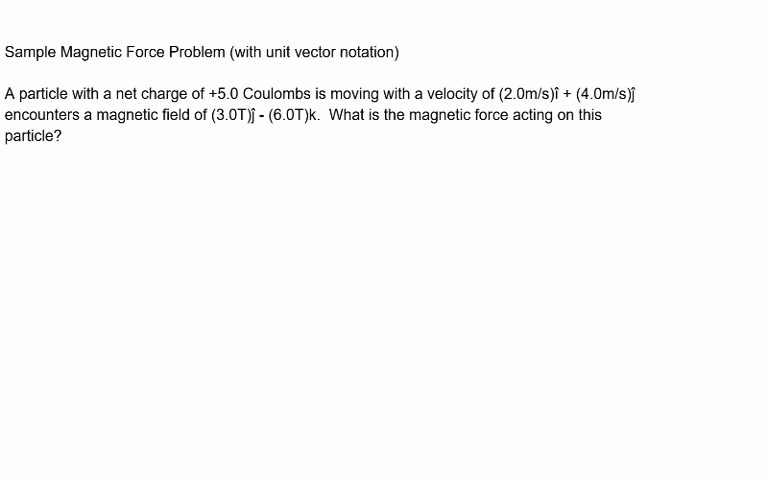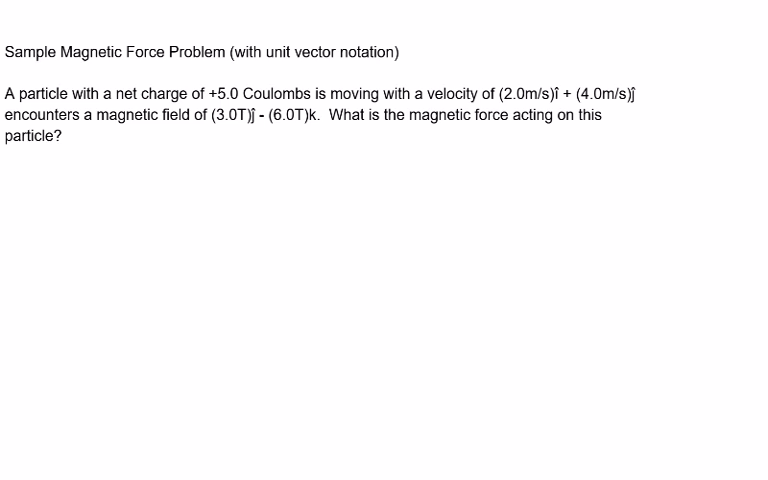Since I put this as a quiz question, I wanted to make sure that we all knew how to actually solve this. So this is just a sample one. We've got a particle with a net charge of positive 5 coulombs, moving with a velocity of 2 meters per second in the x direction and 4 meters per second in the y direction. It has no z component. It encounters a magnetic field of 3 teslas in the y component and 6 teslas in the negative z component. It has no x component. And it wants to know what's the magnetic force acting on this particle.